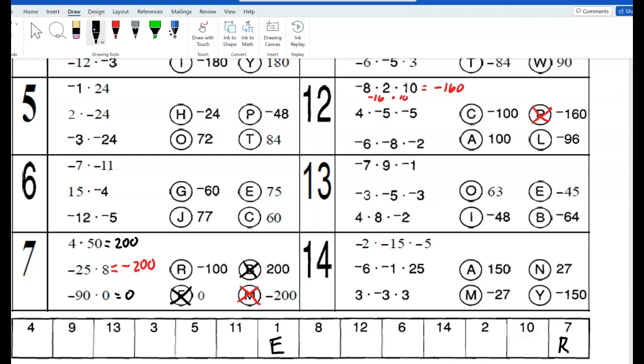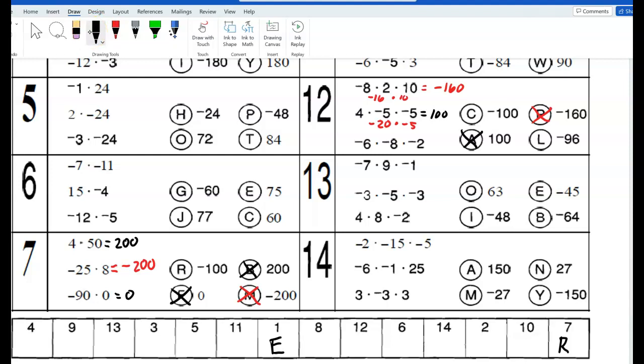4 times negative 5 times negative 5. That's going to be a positive number because there are 2 negatives, right? So this is initially negative 20, because that's what 4 times negative 5 is, times negative 5. But then negative 20 times negative 5, that's positive 100. So A is not going to be used.